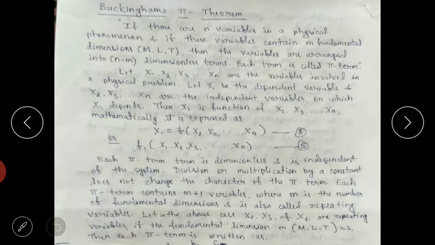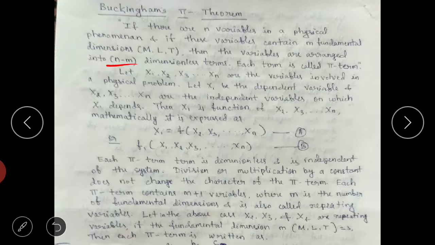Then the variables are arranged into n minus m dimensionless terms. So n is the number of variables, m is the number of fundamental dimensions. Variables in the given problem may be 6, 7 or 5, something like that. If you take the difference, we get n minus m pi terms. So you have to solve for pi 1, pi 2, pi 3 if n minus m is equal to 3.